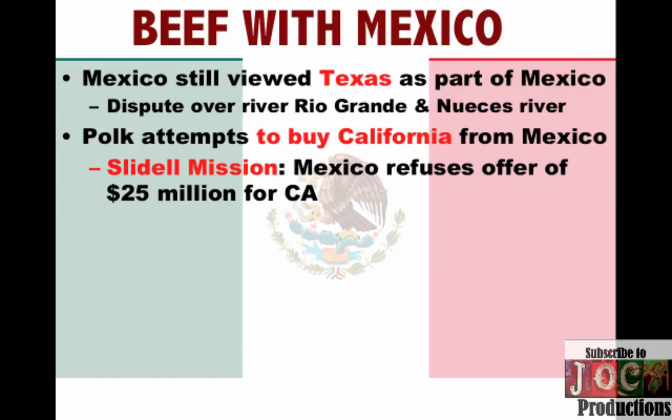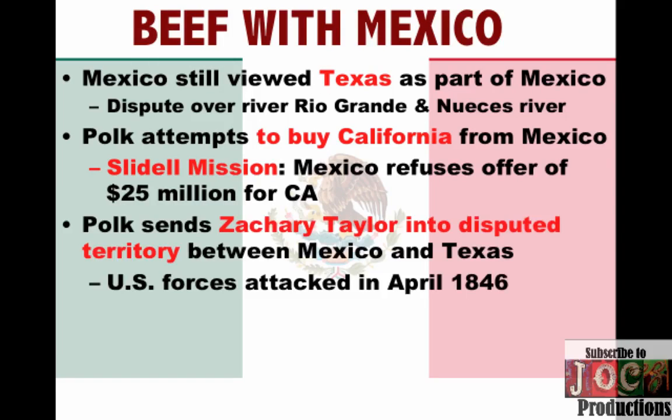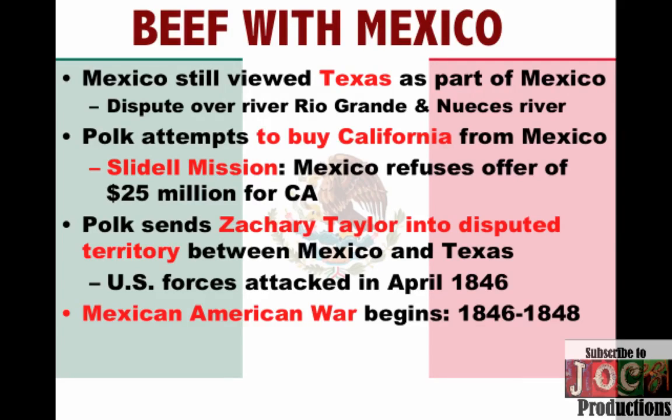Well, Polk attempts to buy California from Mexico because of the whole Texas issue. The relations between the two countries is strained. And you have his boy, John Slidell, going to Mexico trying to buy California for $25 million. And basically Mexico refuses to even consider the offer. Polk sends Zachary Taylor into the disputed territory between Mexico and Texas. And U.S. forces are attacked in April of 1846, ultimately leading to the Mexican-American War, which will last a little under 2 years.